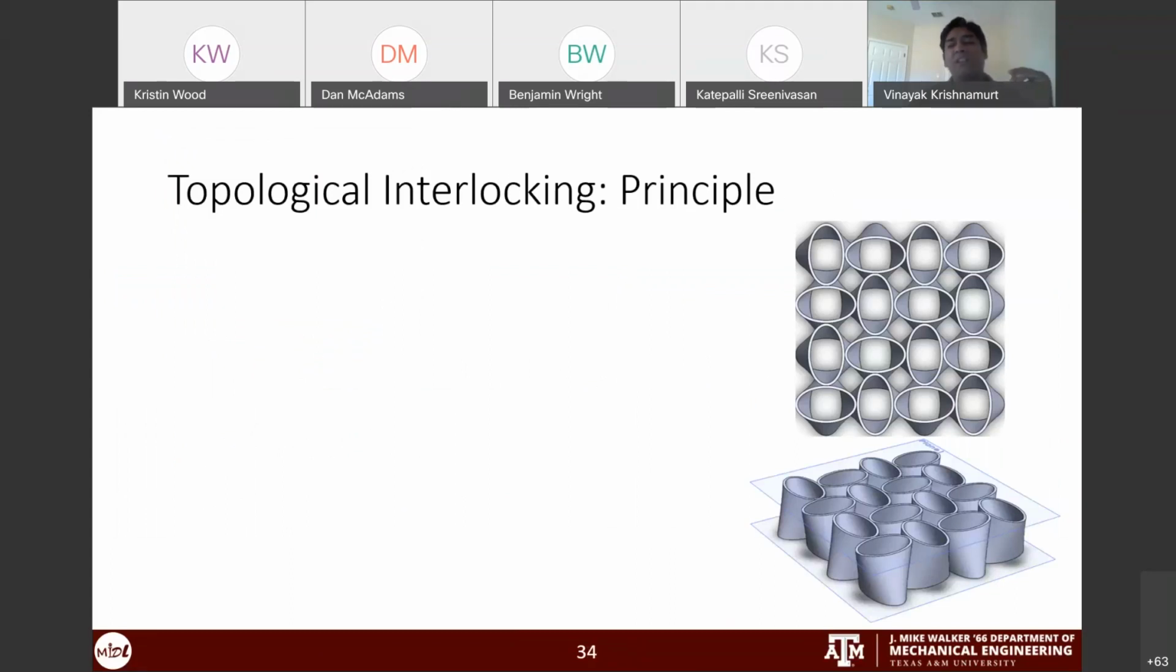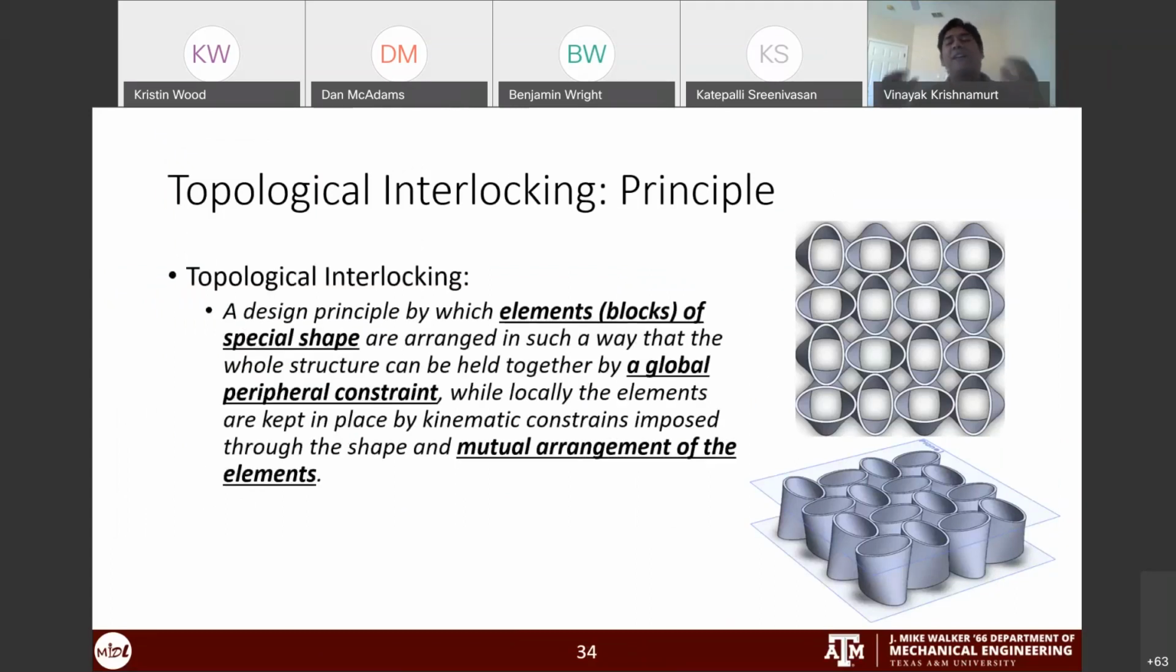So the basic idea for topological interlocking is that if we have a collection of elements, or geometric shapes, such that we apply a peripheral force, like forces on the sides. So suppose I put a rubber band on this assembly of weird ellipsoidal shapes. Just on the basis of their geometry and the mutual arrangement of the shapes, these elements are going to be locked in space. That's the idea of topological interlocking. There is a counter idea of geometric interlocking that I will not go into, but at this point of time we'll focus on topological interlocking.